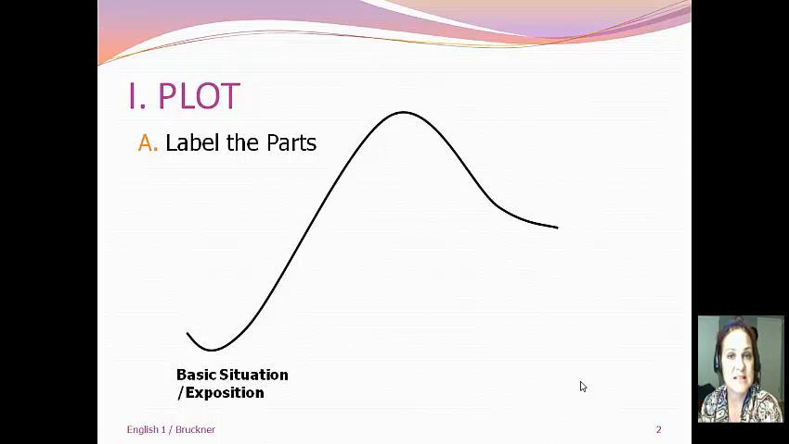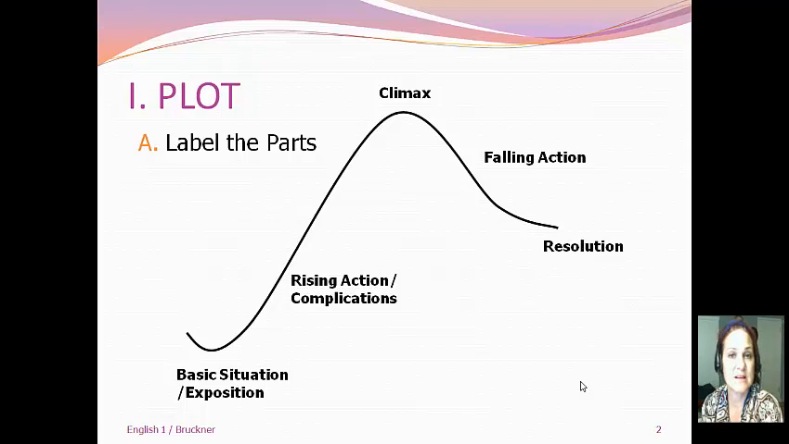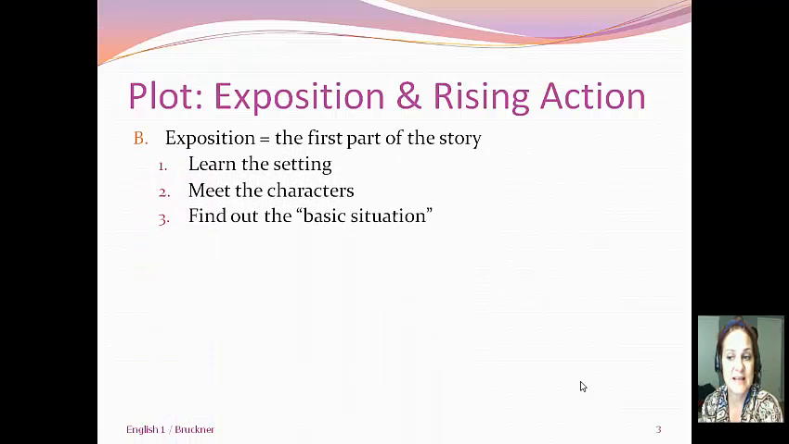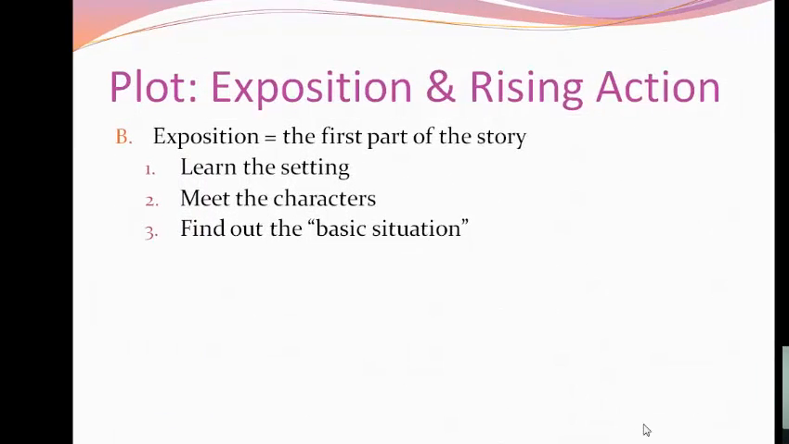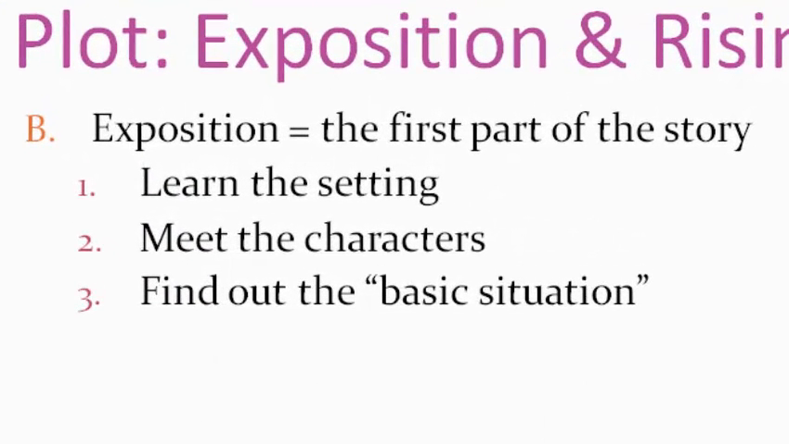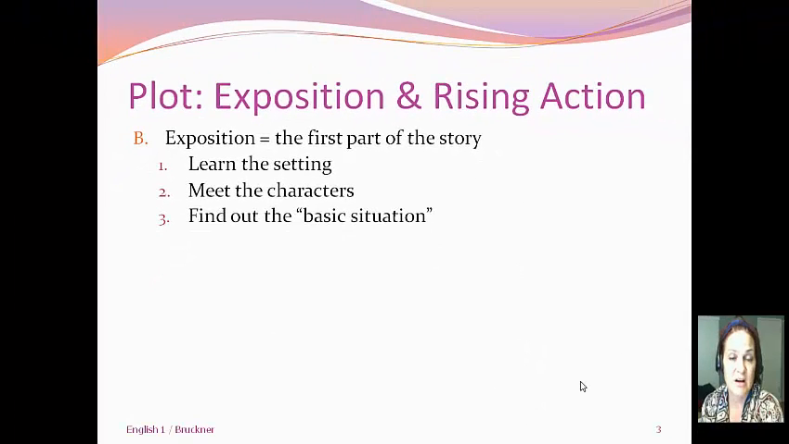First, we have our exposition or basic situation. Next, we have rising action or complications. Then we have the climax, falling action, and the resolution. So let's look at what a basic situation or exposition is. It is the very first part of your story. This is where you learn the setting, the time and place where the story takes place. You meet all of the characters and you find out the basic situation, what's going on in the story.